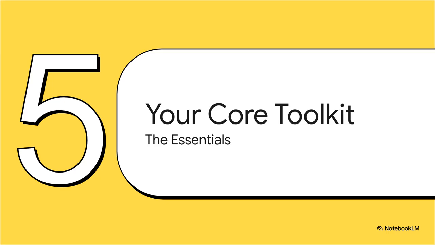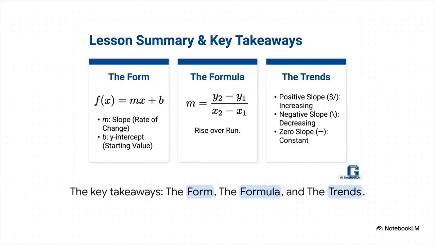Wow, we have covered a lot of ground, from the basic definitions all the way to detective work. So let's wrap this up by summarizing the essential tools you now have for understanding any linear function you come across. Here it is, your core toolkit. First, the form. f of x equals mx plus b. That's the blueprint for everything.